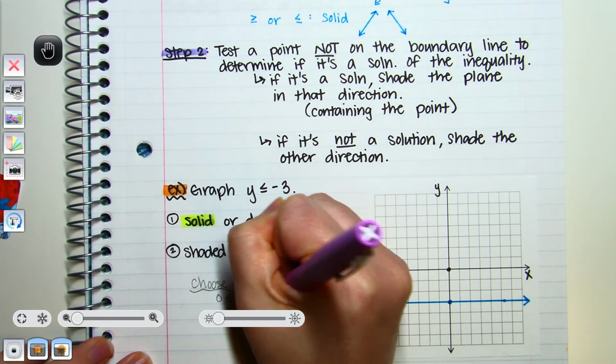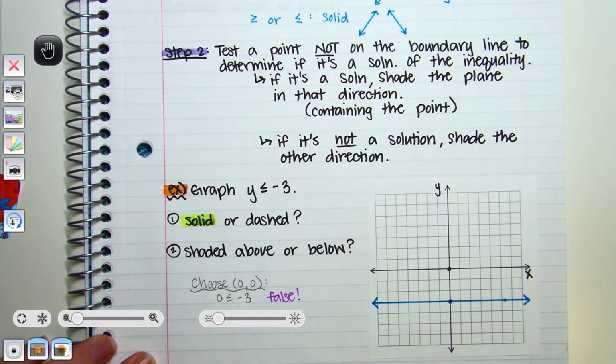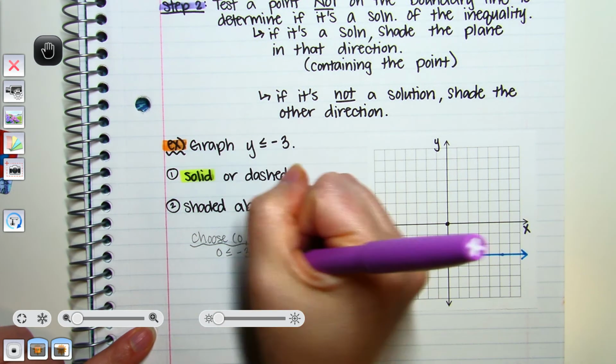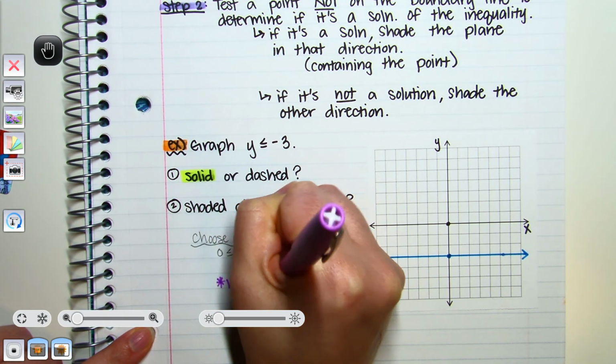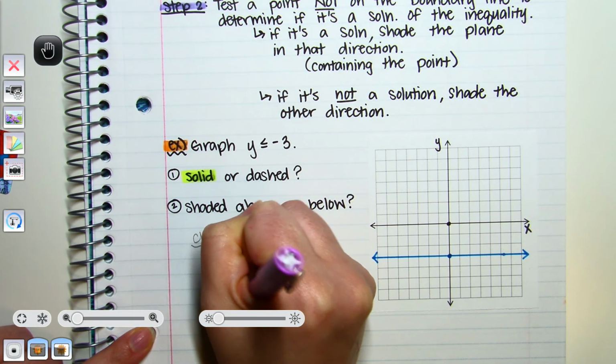This is false. So what that means is we shade away from 0, 0.